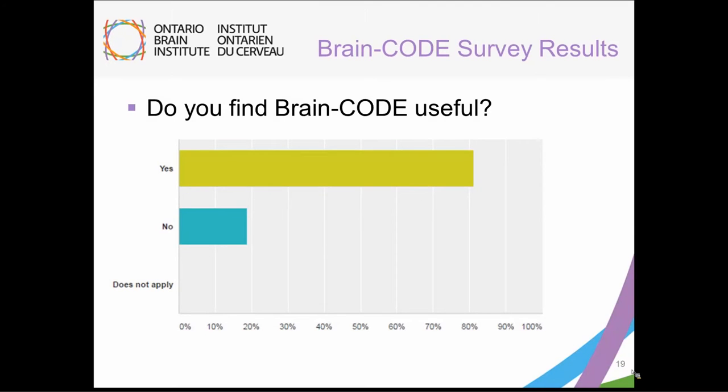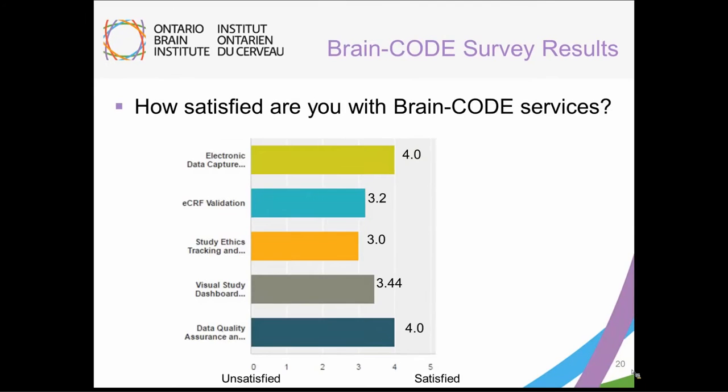We then moved on to asking how satisfied BrainCode users are with the services provided through the platform. So we had 5 services tested: electronic data capture support, ECRF validation, study ethics tracking and reporting, visual study dashboard design, and data QA and QC. And we asked users to rate those different services on a scale from 0 to 5, with 0 being unsatisfied and 5 being satisfied.